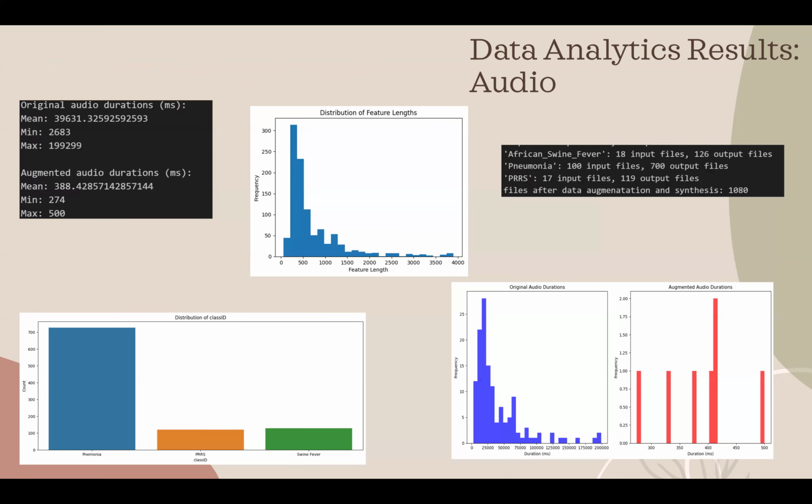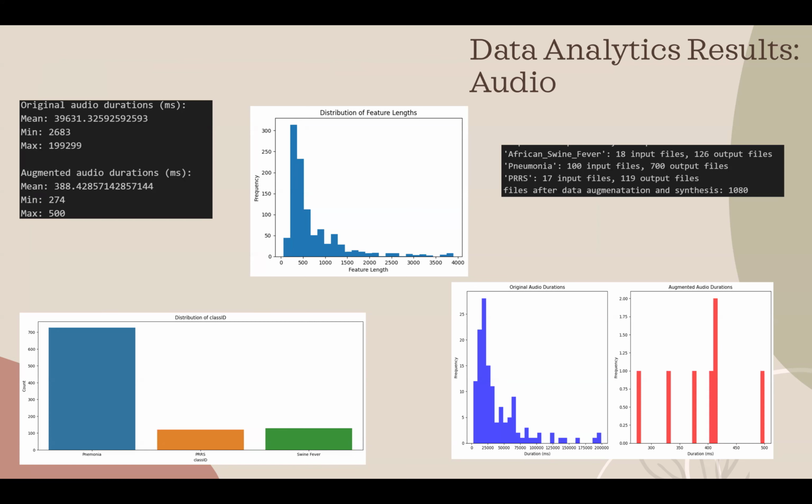Here are a few visualizations of the data analytics results. As I told you, we did data pre-processing. Here is the original audio duration, and here is the augmented audio duration. After augmentation, as you can see, African swine fever has 18 input files and 126 output files. Similarly, pneumonia has 700, and PRRS has 120 output files.